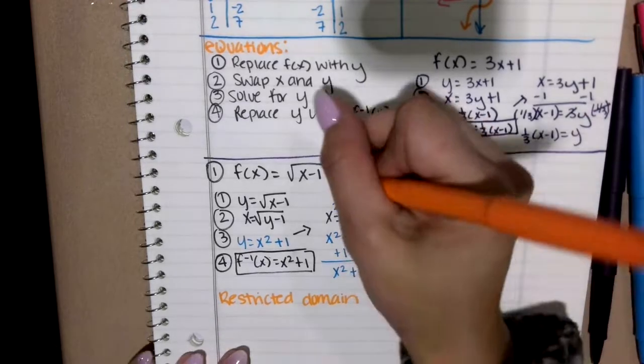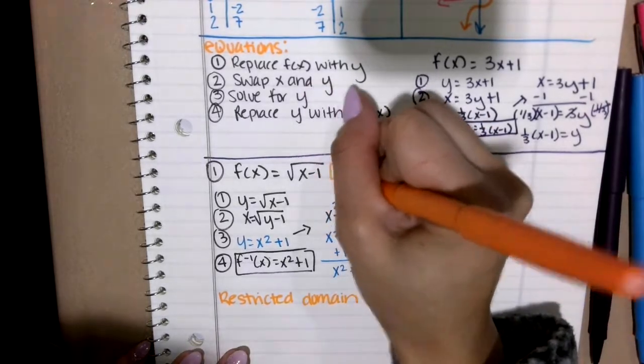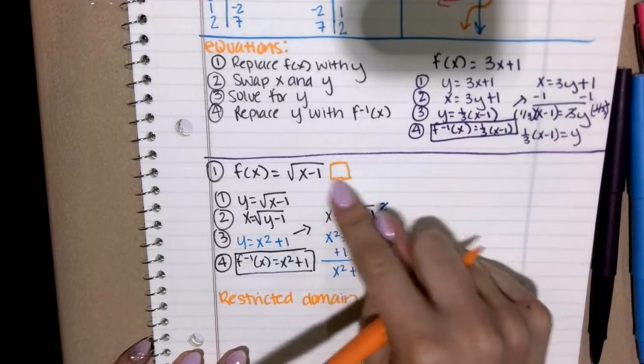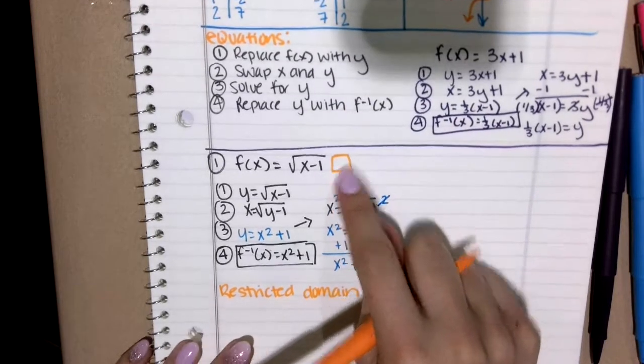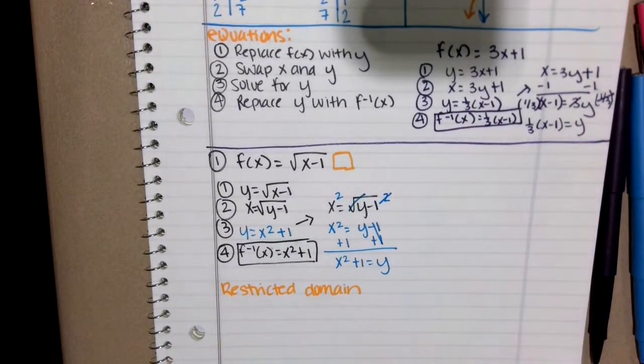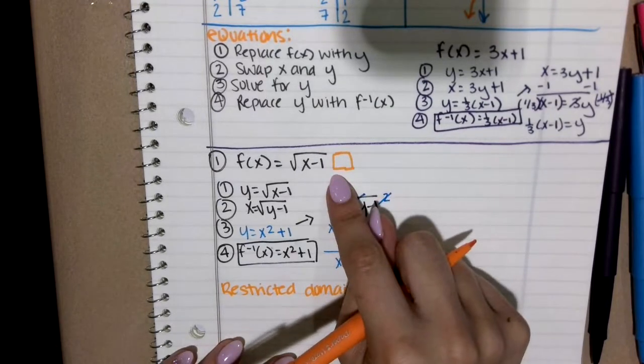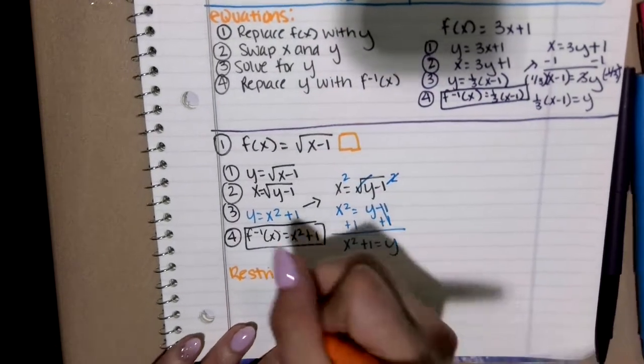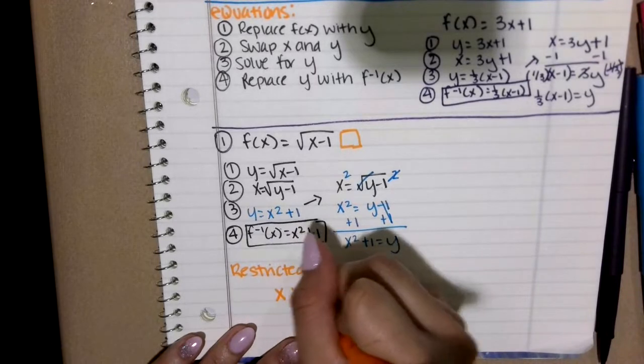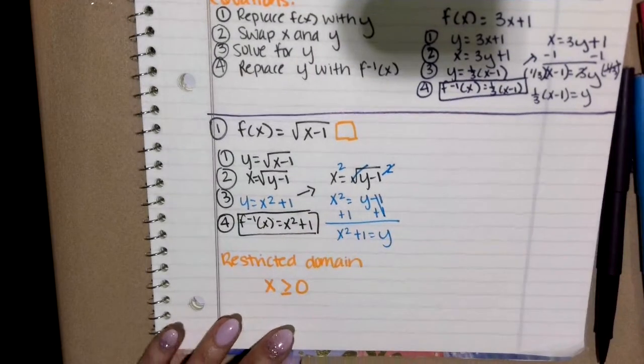How this works is out here where we would usually have a plus or minus a number tells us where we are restricted to. In this case, there's nothing, so we assume that it's a 0. So we're going to have x is greater than or equal to 0.